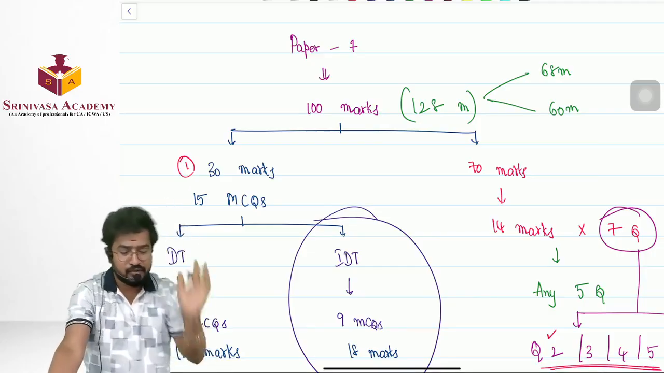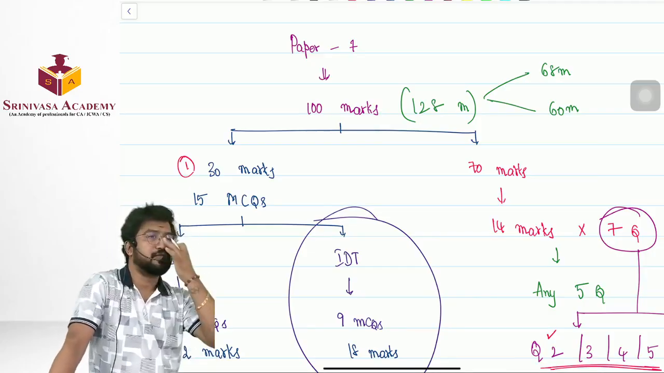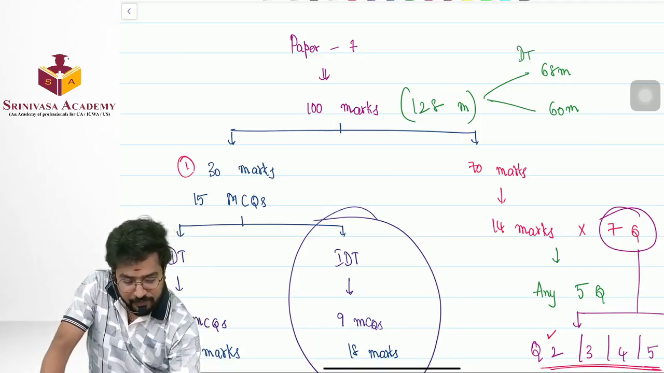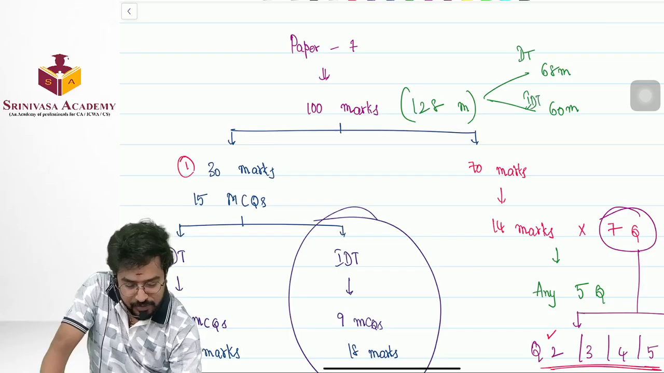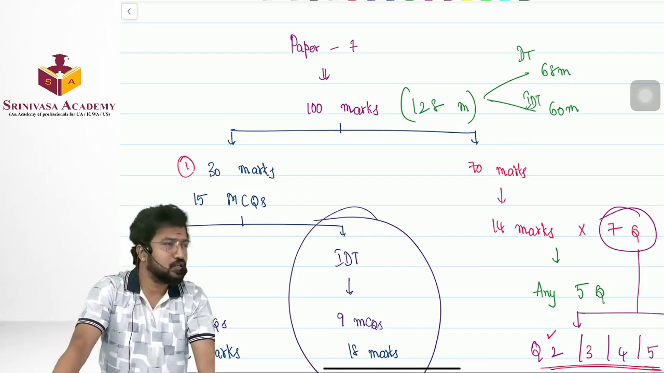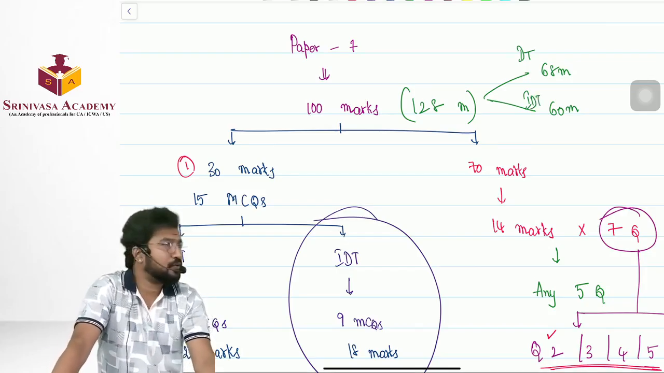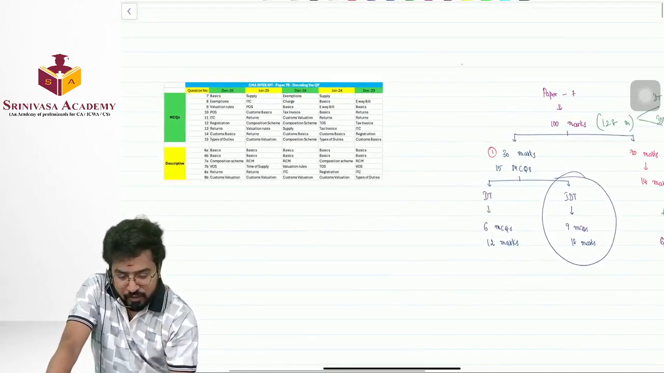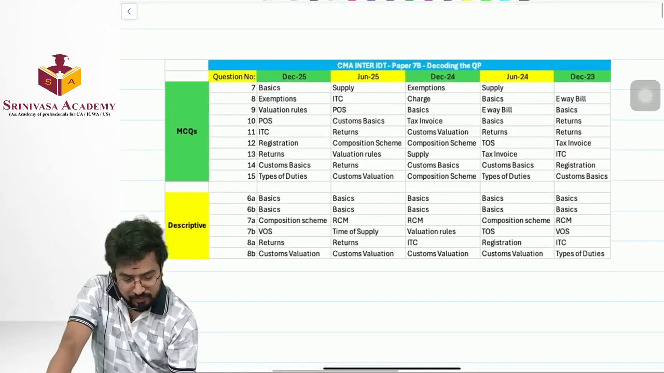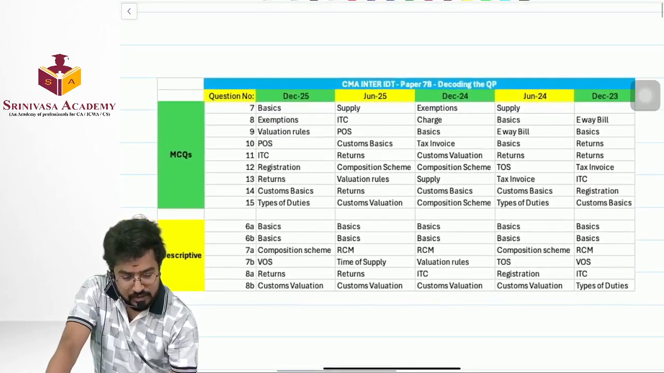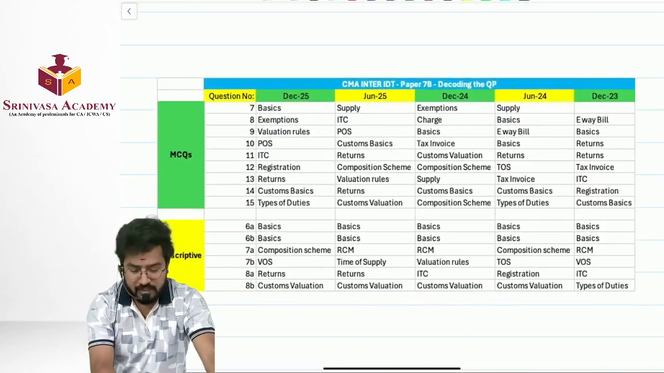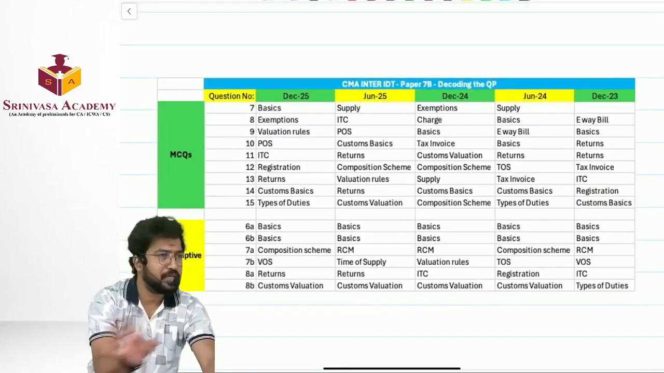Right. So out of 128 marks, 68 marks is from direct tax and 60 marks is from indirect tax. This is how the paper pattern is actually. Now, if you properly decode the question paper, this is the analysis of the last 5 attempts. I'll share everything with you, so don't worry about copying anything.